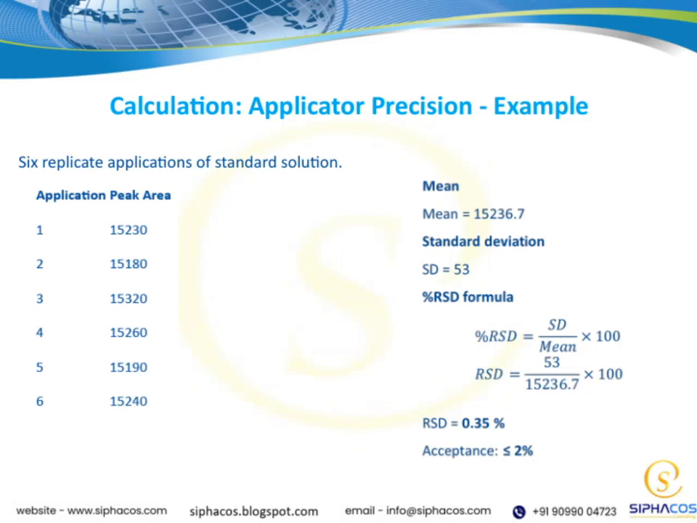Let's take a closer look at this example of applicator precision. In this case, we performed 6 replicate applications of a standard solution. The purpose here is to see how consistent the applicator is when used multiple times. By doing this, we can assess the precision of the application process. Remember, precision is all about reproducibility, making sure each application is as close as possible to the others.